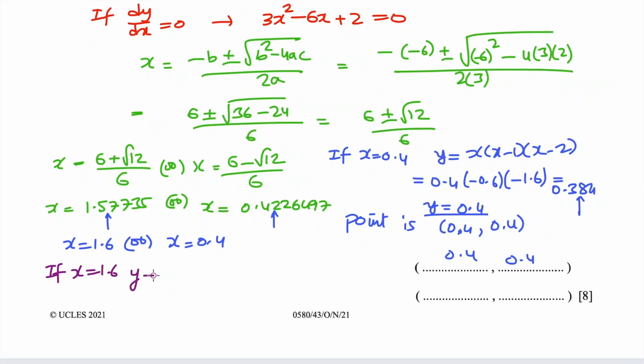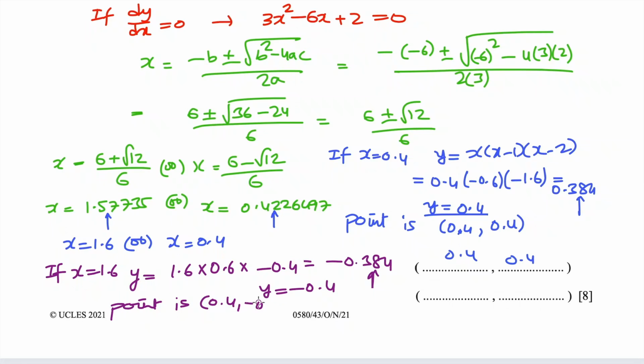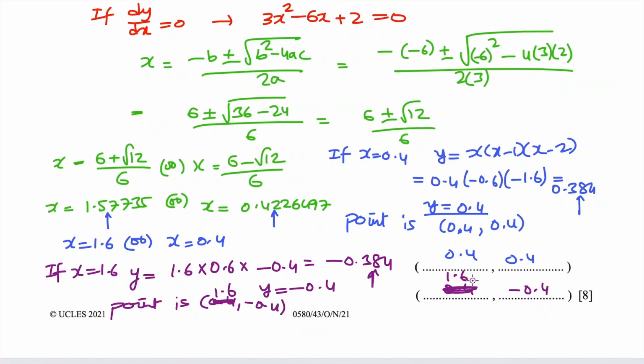And if I do it with the other number, if x is equal to 1.6, y would be equal to 1.6 into 0.6 into minus 0.4. Again, this is minus 0.384, and if I round it up to one decimal place, y would be equal to minus 0.4, and so the corresponding point is 1.6 comma minus 0.4. Here x is 1.6, and this completes the question.